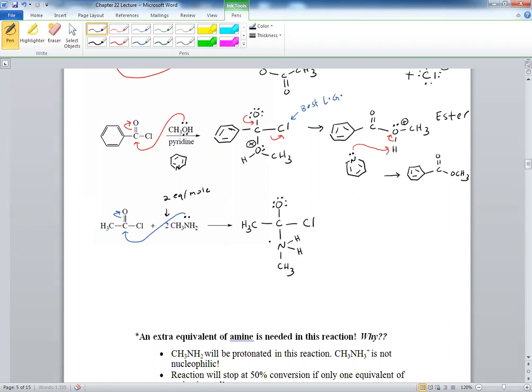Right there. Nope, there's no lone pair. There's a positive charge. Oops. Here we go. So remember, it needs to be deprotonated, and that's what the second equivalence is going to do. So you can just leave it like that. So this is the first equivalence. And this is what the second equivalence does. It deprotonates.